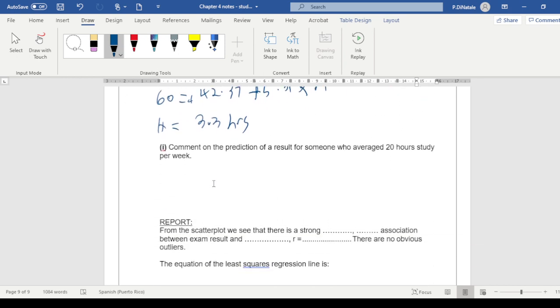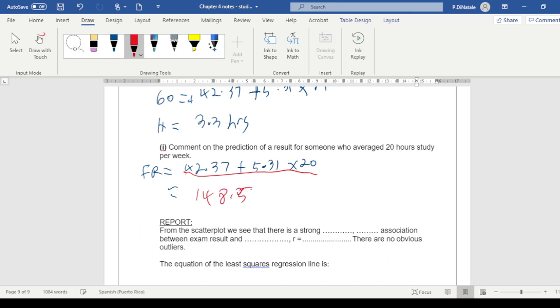Part I, comment on the prediction or result of the person who averaged 20 hours of study. Okay, so the final result of 20 hours of study is 42.37 plus 5.31 times 20. And when we work that one out, you don't need solve here because you're not finding anything. You're just putting this into your calculator. There's no letter there. Okay, when you work that out, you get 148.57%. Now this is impossible. How can you get something bigger than 100%? So absolutely impossible.